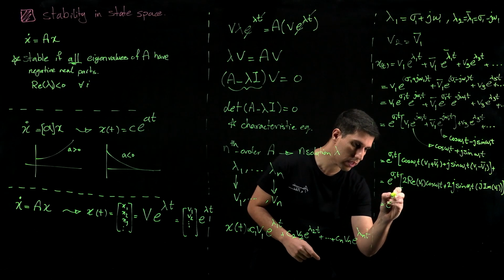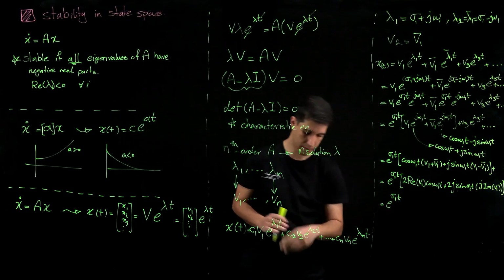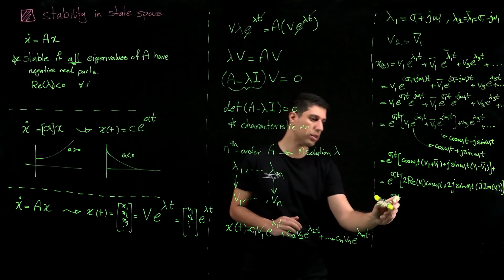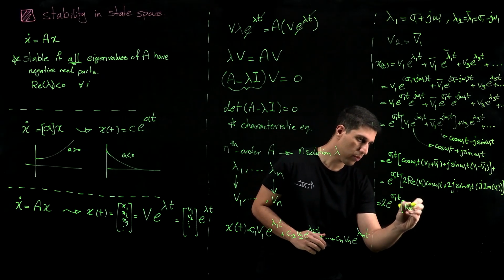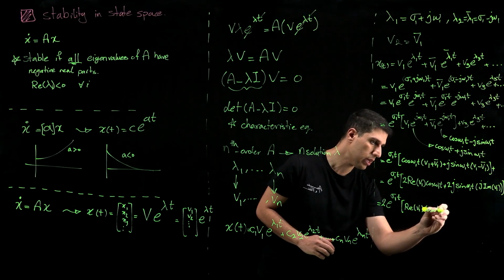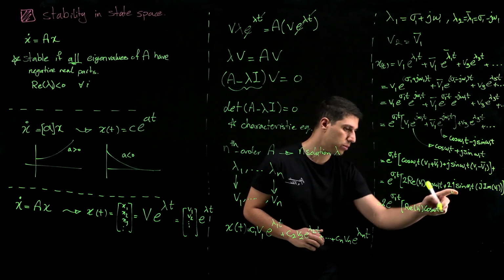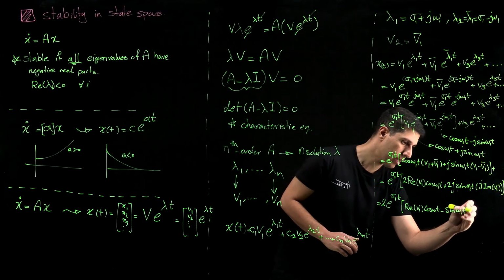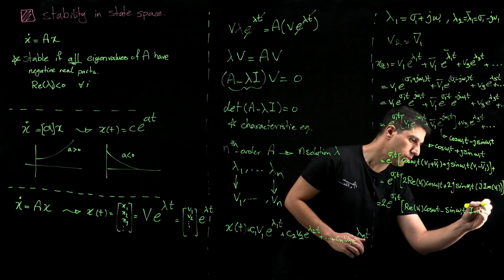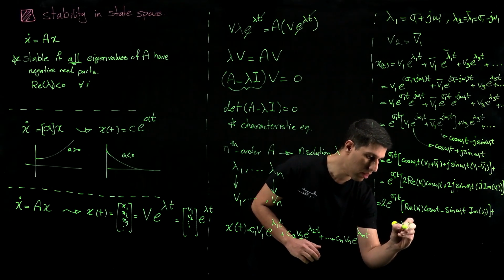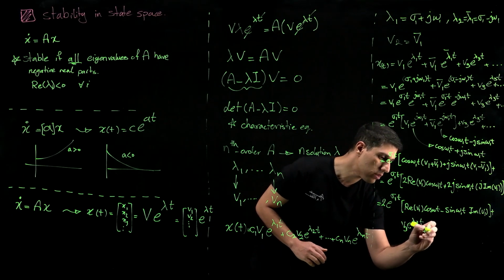So I have e to the sigma 1t, and I factor out the 2 as well: 2 e to the sigma 1t, real part of the eigenvector v1 cosine of omega 1t minus, now I have this j squared with a minus, sine of omega 1t imaginary part of vector v1, plus, to finish it, v3 e to the lambda 3t and the rest of the terms.